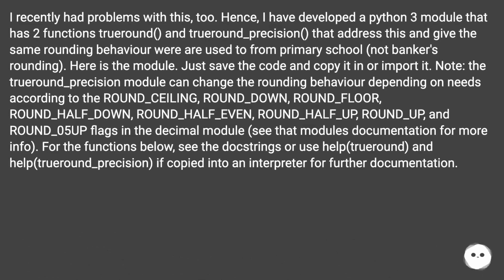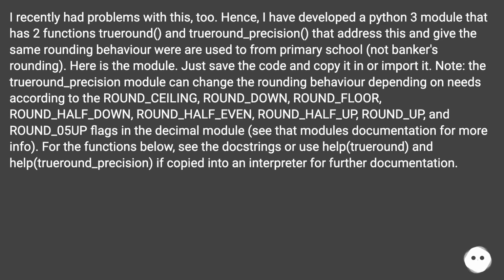I recently had problems with this, too. Hence, I have developed a Python 3 module that has 2 functions, trueRound and trueRound_precision, that address this and give the same rounding behavior we are used to from primary school, not bankers rounding. Here is the module. Just save the code and copy it in or import it.